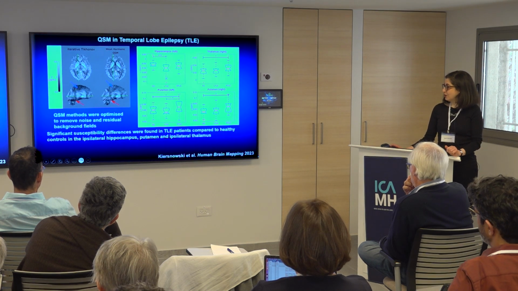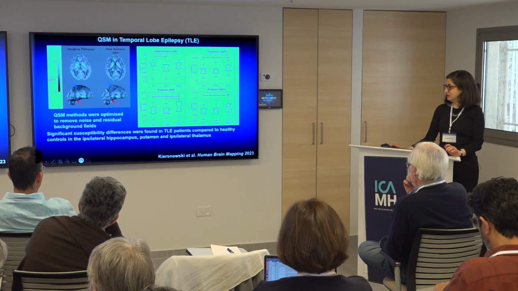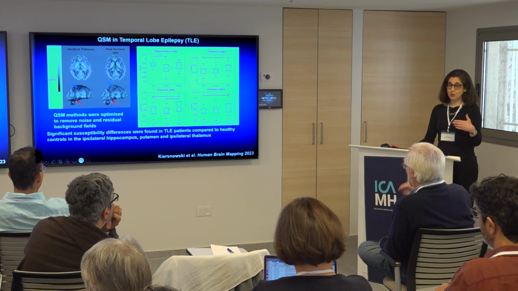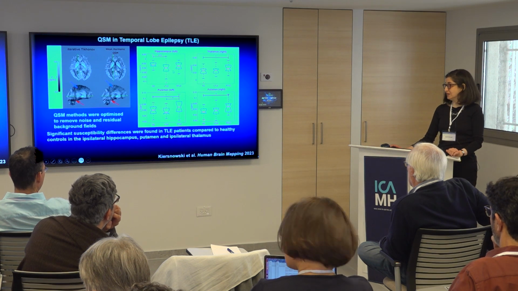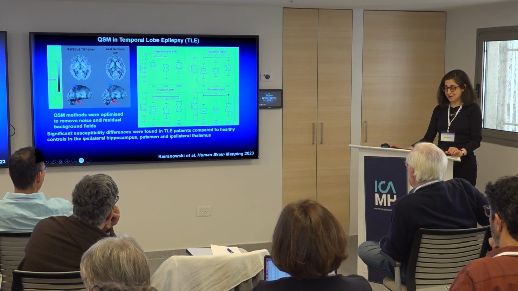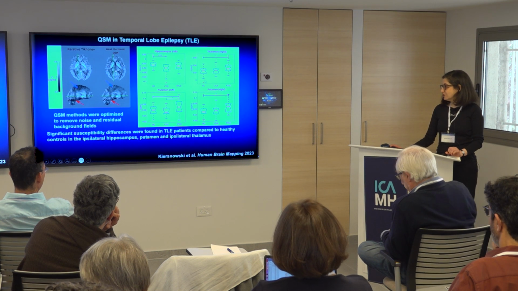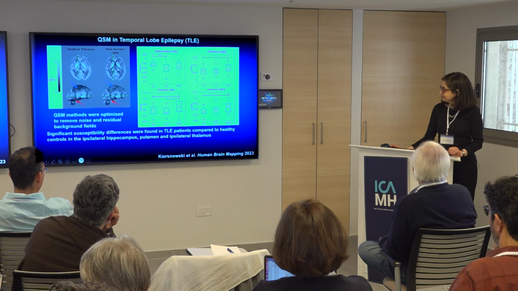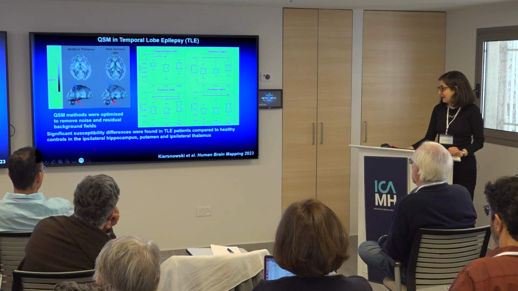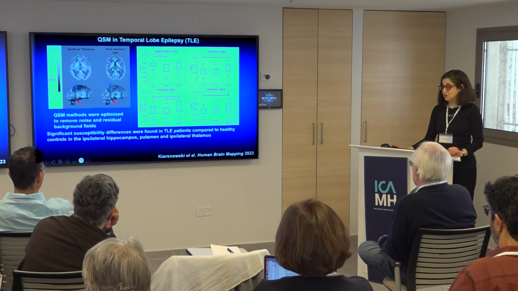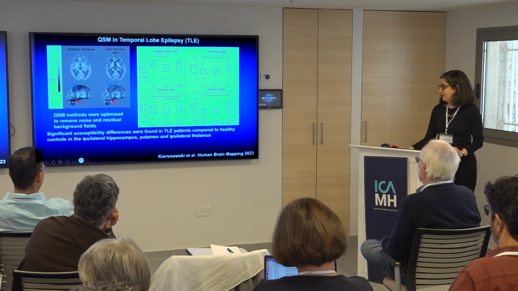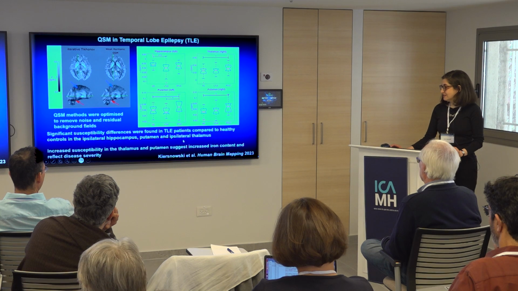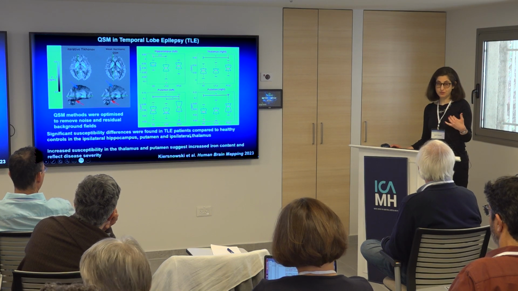Here you can see that we got significant susceptibility differences in several regions. You might expect, because many of these people had hippocampal sclerosis, that we did find a significant change in susceptibility in the hippocampus in the left temporal epilepsy group compared to healthy controls. There were also changes in the ipsilateral thalamus, and also bilaterally in the putamen, so increases in susceptibility in the putamen relative to healthy controls. This suggests, again, increased iron content, and it does reflect disease severity again.